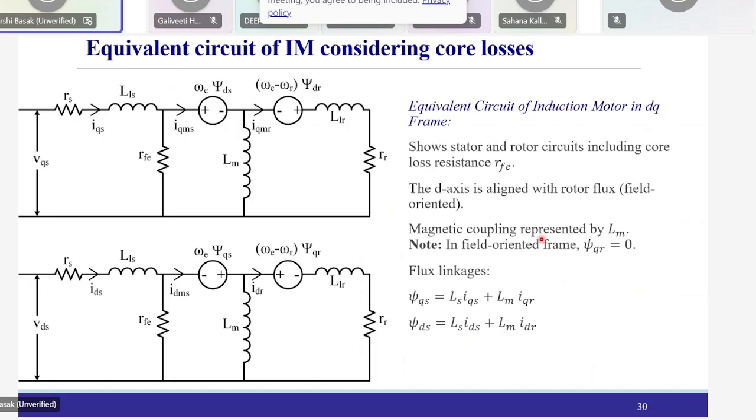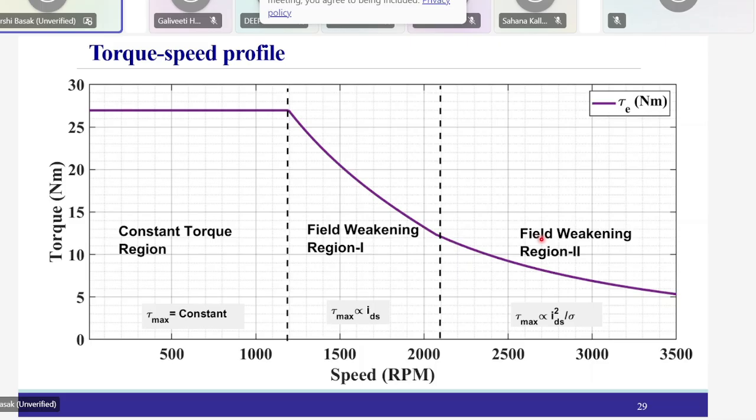Now we will try to find out. It may not always happen that the machine is operating at the maximum torque. So suppose the machine is operating at any point here, which is within the envelope of its torque speed capability.